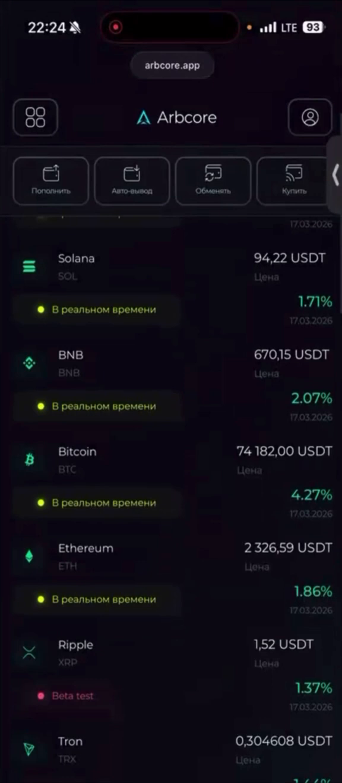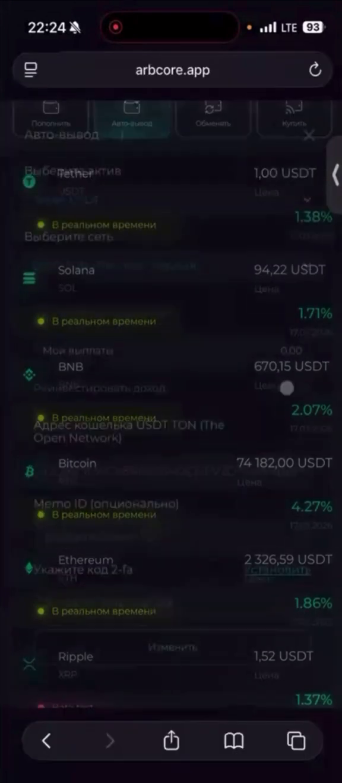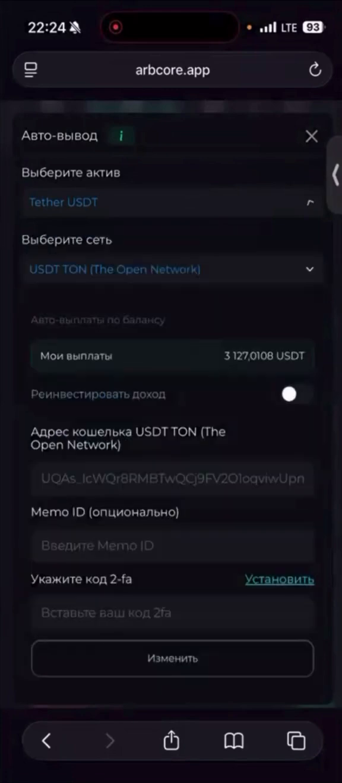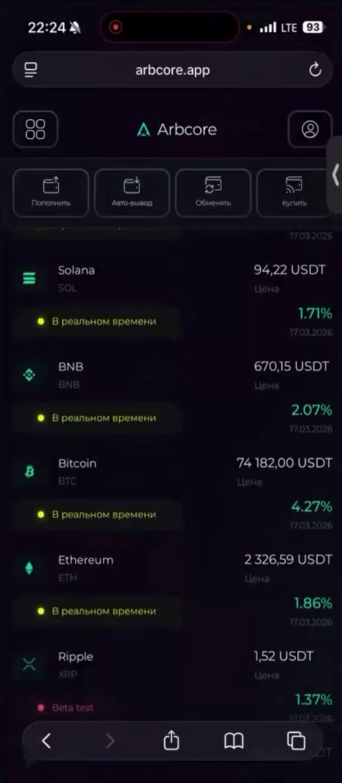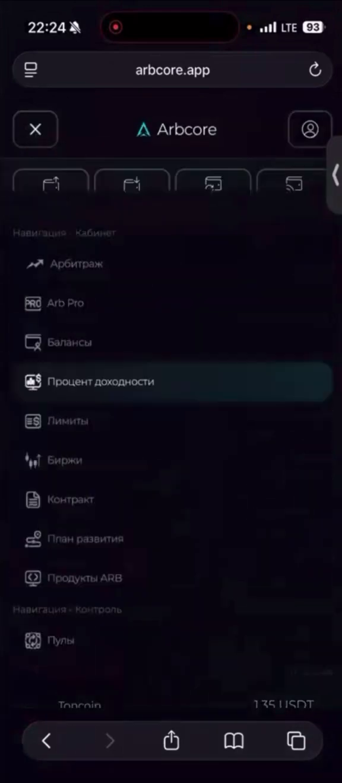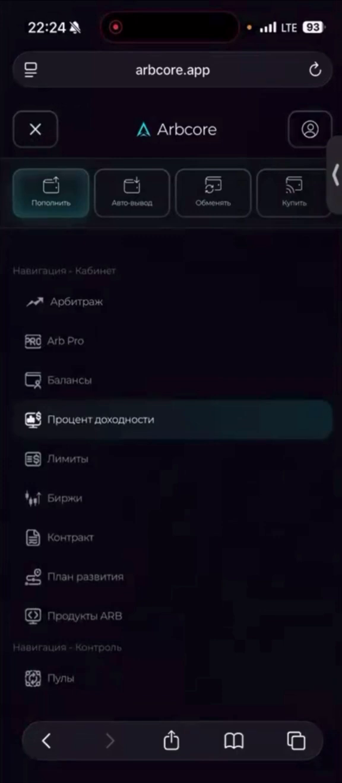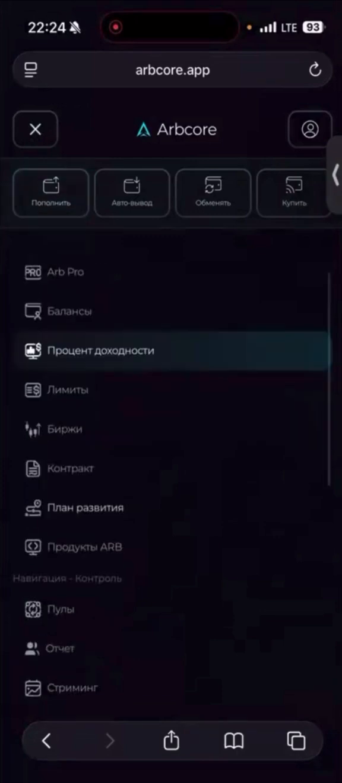Here you can simply choose the currency in which you believe, but also don't forget to set auto-withdrawal for this or that currency, but here everything is probably clear. And it turns out to be a percentage of the passive part.